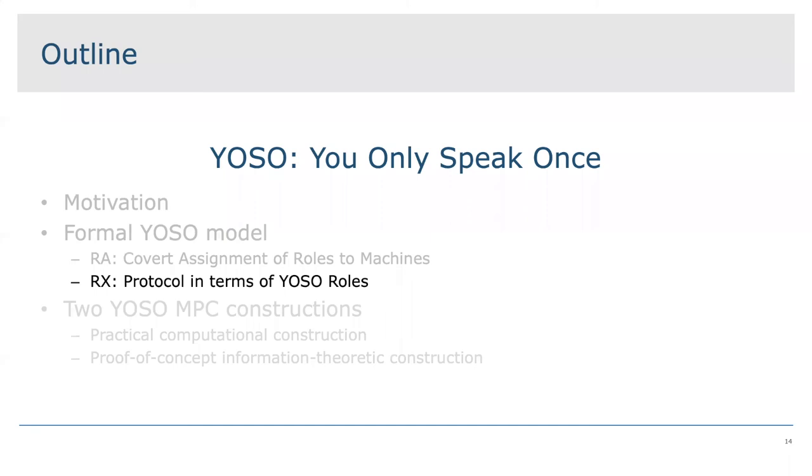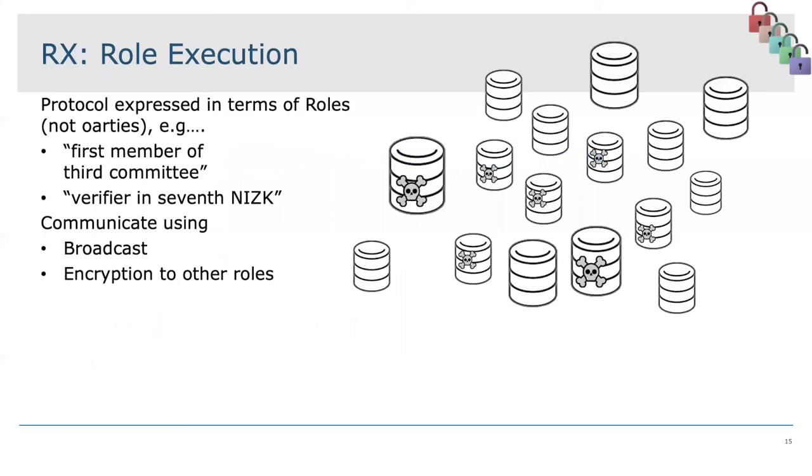Once the roles have been assigned, we can move on to executing the protocol. The execution can be specified in terms of roles, not the machines executing those roles. And examples of roles are the first member of the third committee, or maybe the verifier in the seventh NISC.